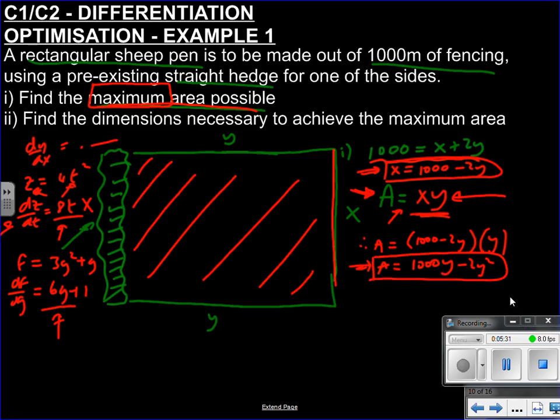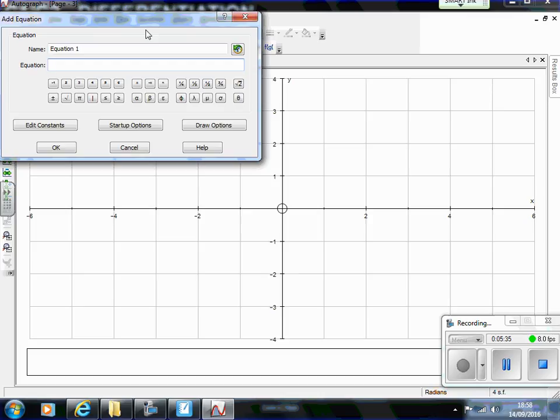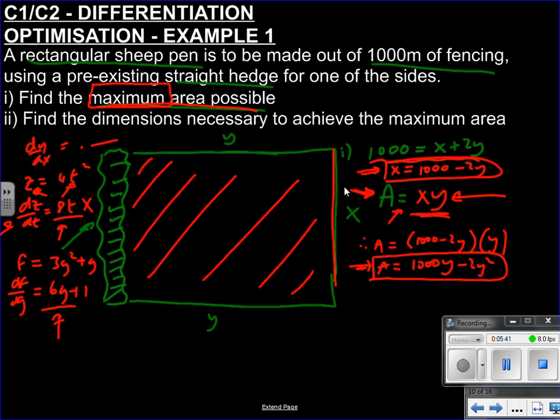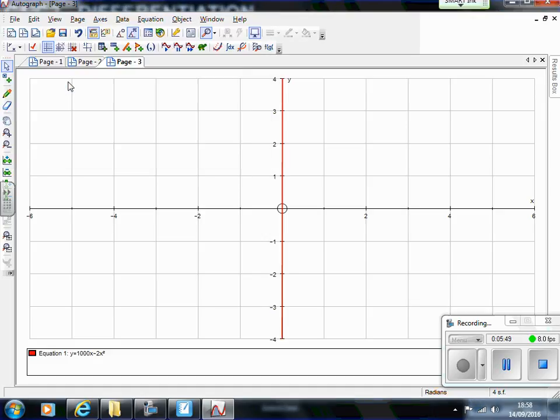So if we graph that, 1,000y minus 2y squared, it's just for autograph that I'm using x's instead of the y's, so y equals 1,000x minus 2x squared. What we got here?